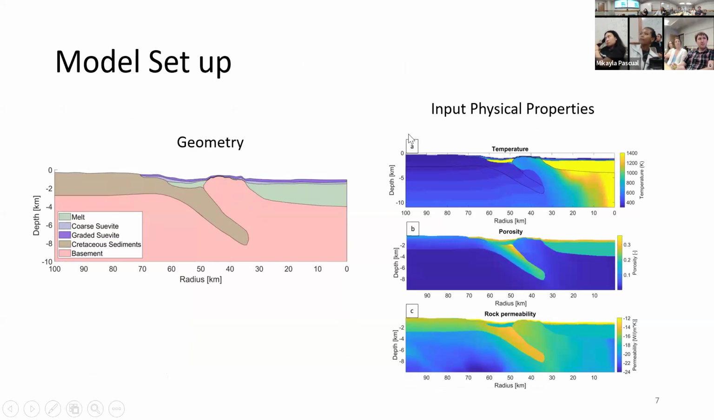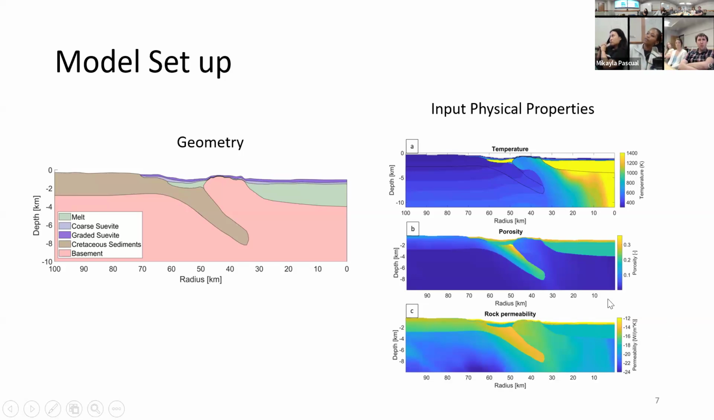So for the physical properties, we have temperature and porosity, which we based off a previous model, a previous iSALE model, and we used that specifically for the peak ring and for the pre-impact sediments. But for the melt sheet and the suevite layers, we use data that we have from the drill core.